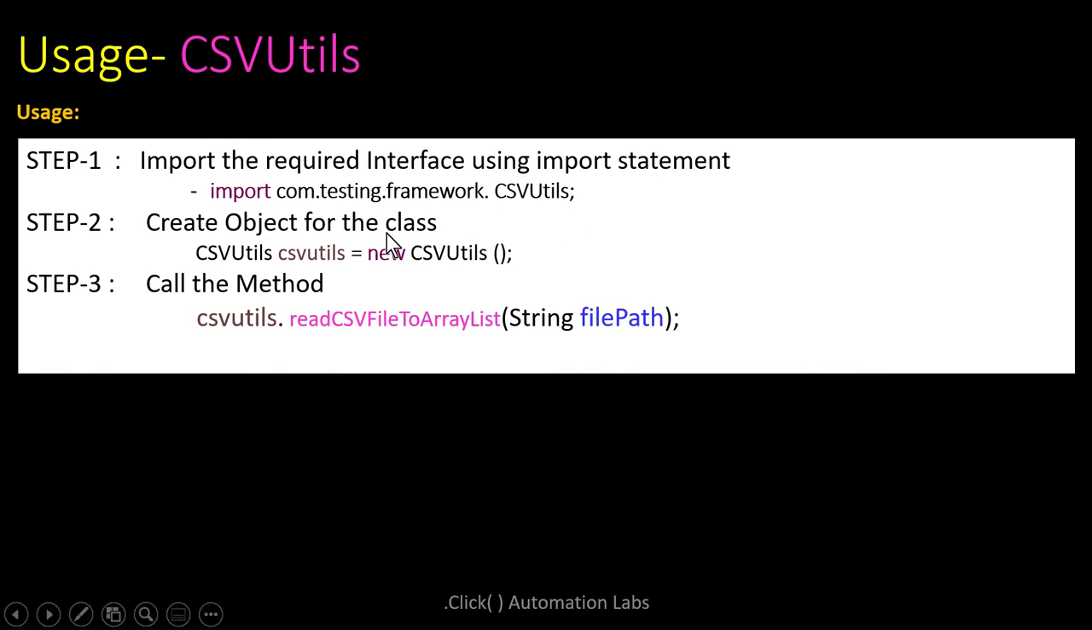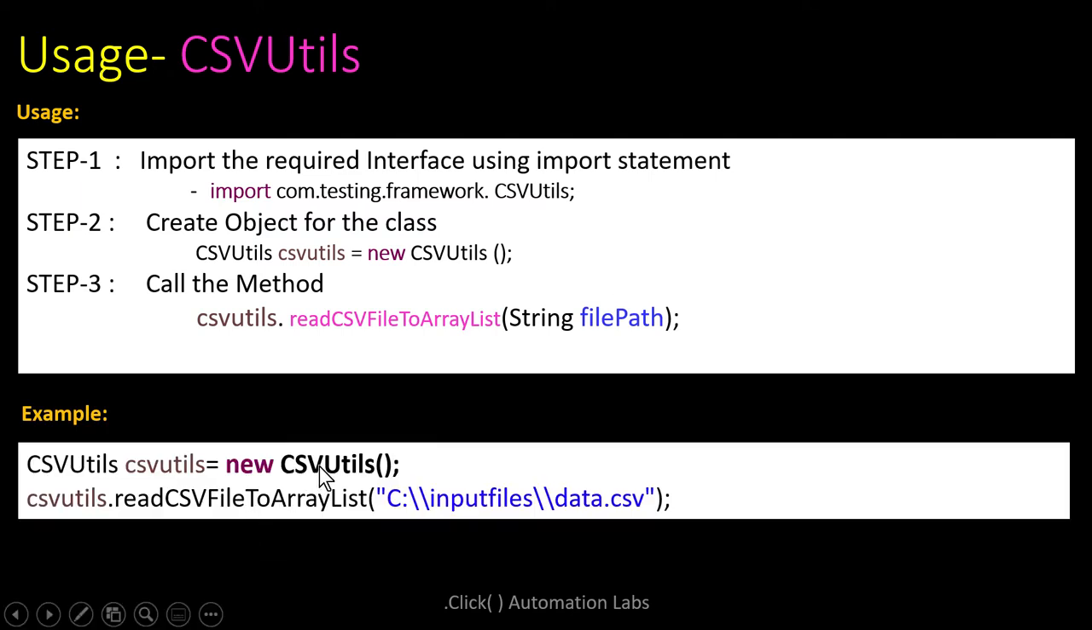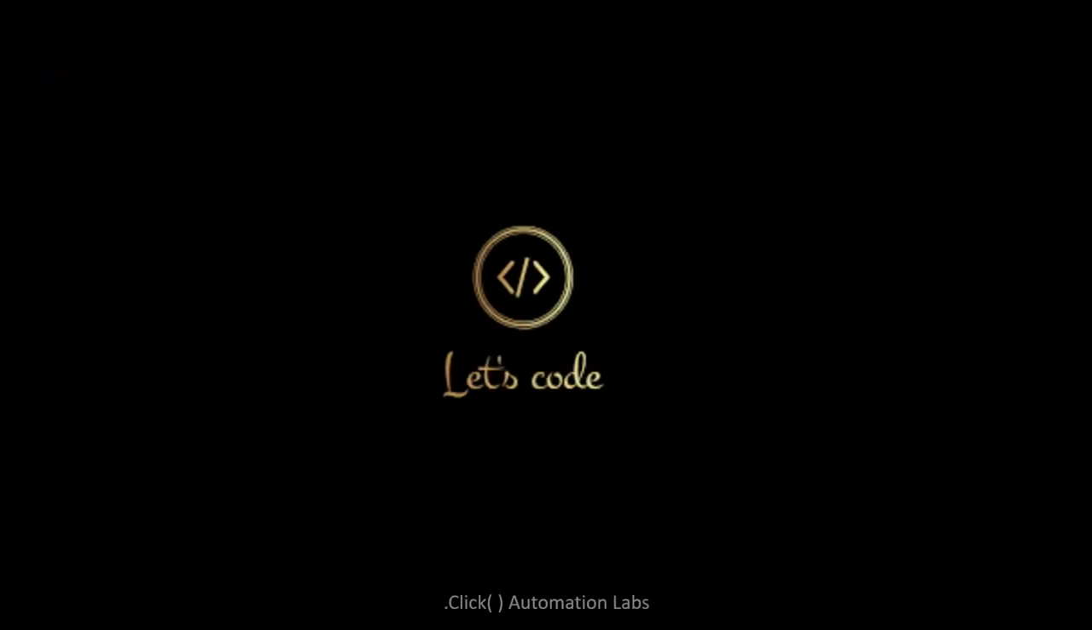The usage is: you need to import the required class, com.testing.framework CSV utilities, and create an object for this class, CSV utils, object name equals new and the class name, and call the method read CSV file to array list and give your CSV file path. This is the syntax and the usage would be the same. Create a class object, call the read CSV file to array list method, and pass your data.csv file. So this is how the method is used, and let us do it hands-on.